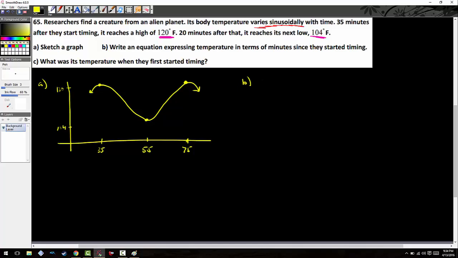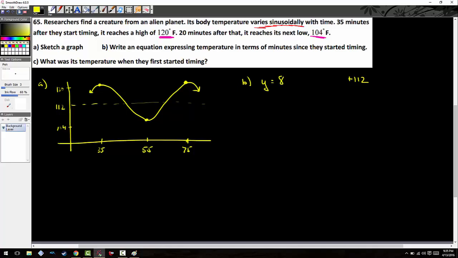So I know that I have y equals, well, first thing I want to do, just like the last problem, is find that vertical shift. Well, I'm not being given a direct vertical shift like the last problem, so how do I do this? Well, I'm going to average these two values, 120 plus 104. That gives me 224, and I average them by dividing by 2, giving me 112. So that's how I'm going to tell what my vertical shift is. It's 112. From 112, it looks like I move 8 up and 8 down. So that looks like that's my amplitude.